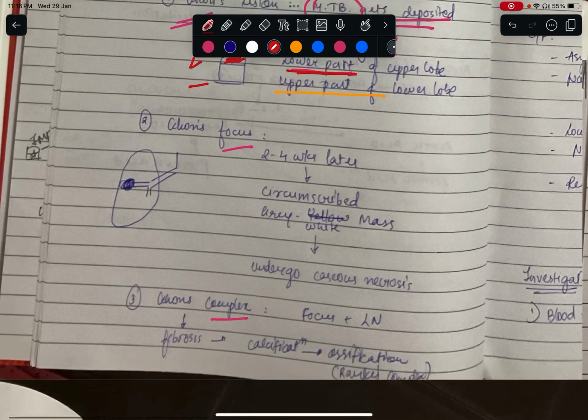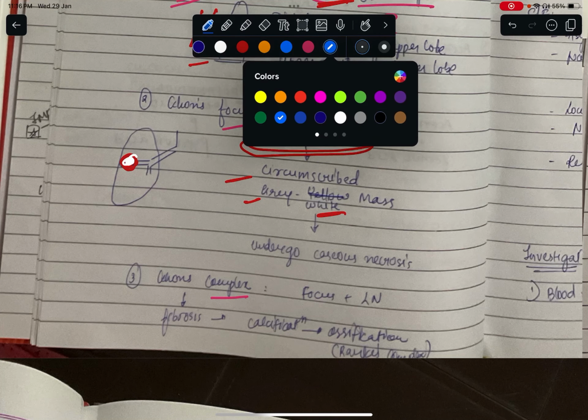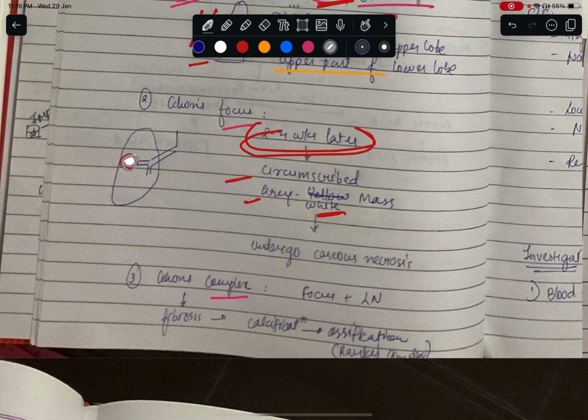Now what is a Ghon's focus? Ghon's focus occurs 2 to 4 weeks later. It is a circumscribed gray-white mass. Gray-white, circumscribed, and it will undergo caseous necrosis. So Ghon's focus is a circumscribed gray-white mass which undergoes caseous necrosis.